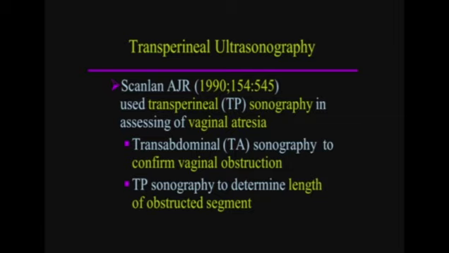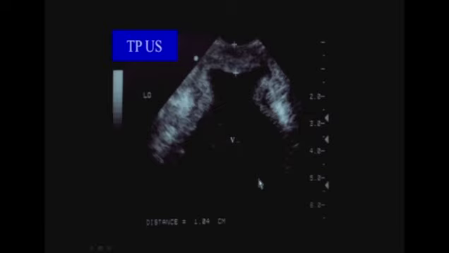And this was a case of hematocolpos. Transperineal ultrasound, which I use for a number of things in ultrasound diagnosis, was described by Scanlon in 1990 as useful in transperineal analysis for vaginal atresia. And he used transabdominal sonography to confirm vaginal obstruction and transperineal sonography to determine the length of the obstructed segment. This is an example of that.